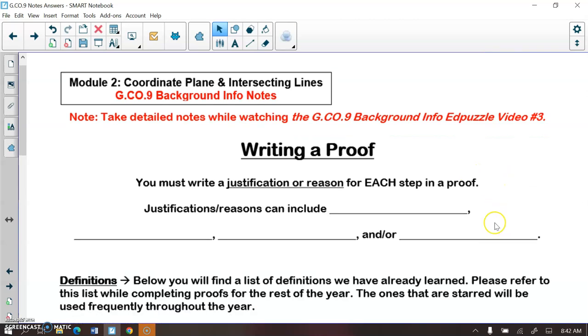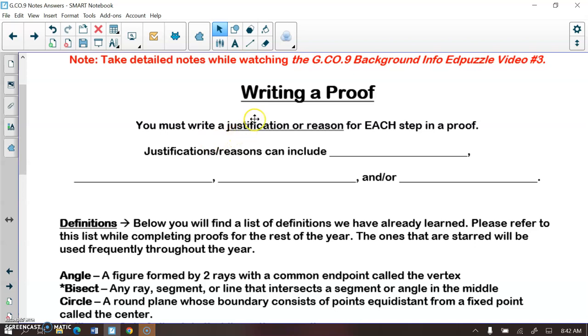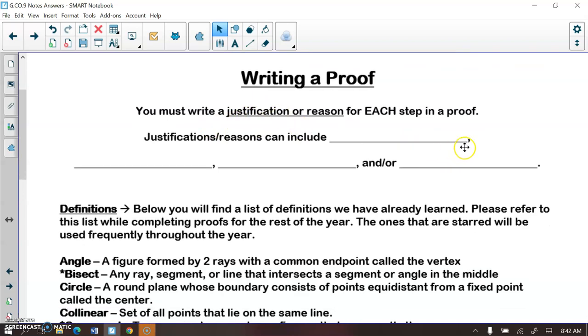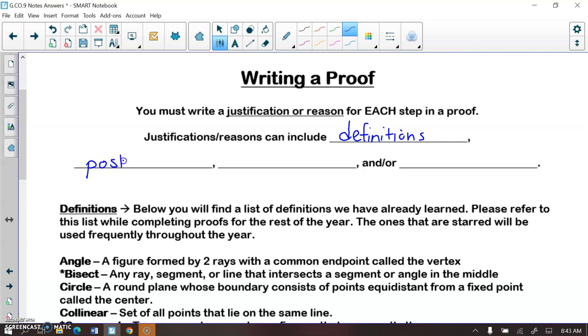Okay, so let's get to writing a proof. You must write a justification or reason for each step in your proof. And the justifications and reasons must be either mathematical definitions that we learned, postulates, mathematical properties, and or theorems. The only theorem you know right now is the Pythagorean theorem, but we'll get to theorems soon.